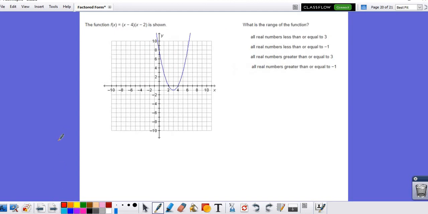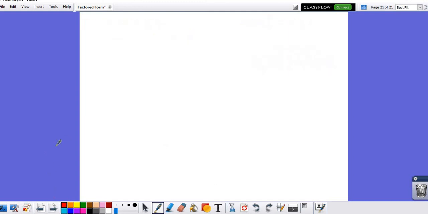All right, what is the range? Remember, range is your y values. So my y values look like they start right here. And are they going up and getting bigger, or are they going down and getting smaller? Okay. All right, that's the end of that.